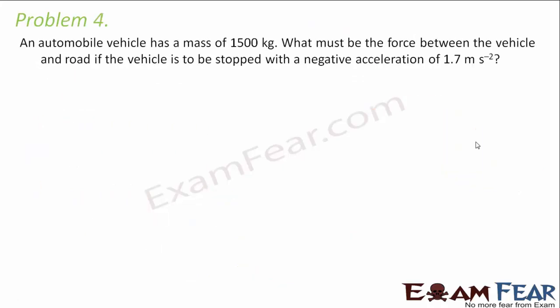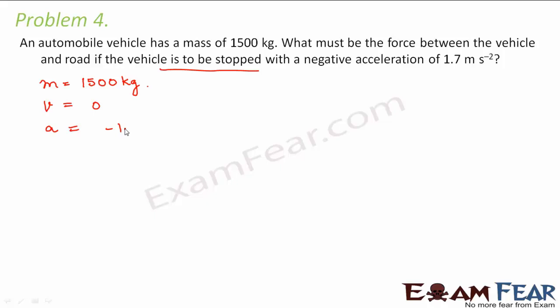Let us now have a look at this problem. It says an automobile vehicle has a mass of 1500 kg. What must be the force between the vehicle and the road if the vehicle is to be stopped with a negative acceleration of 1.7 meter per second square? So we are given that the mass of the vehicle is 1500 kgs, right? And we want the vehicle to be stopped in some time. That means we want that the final velocity should be 0. It also says that it has a negative acceleration of 1.7 meter per second square. So we have to calculate the force.